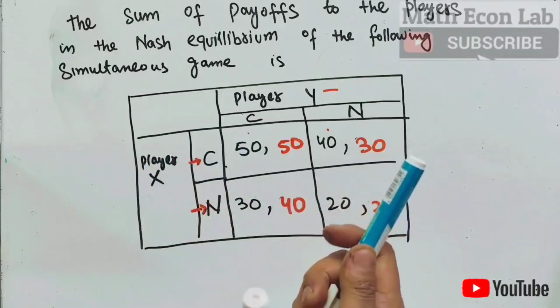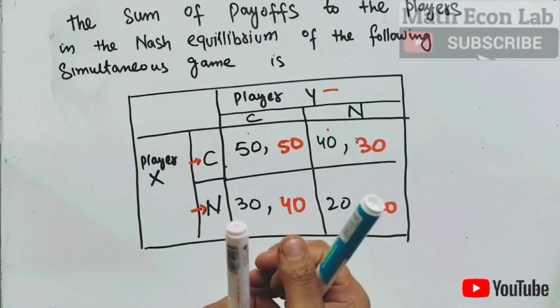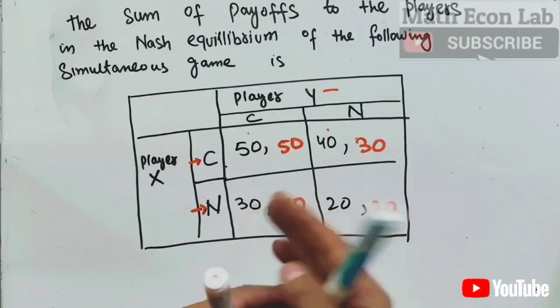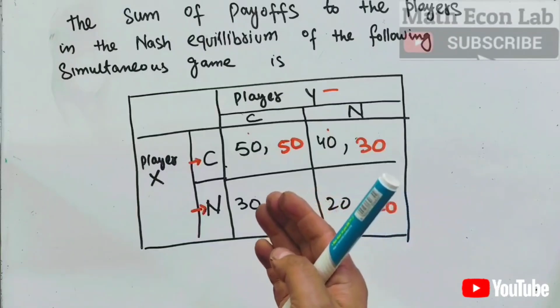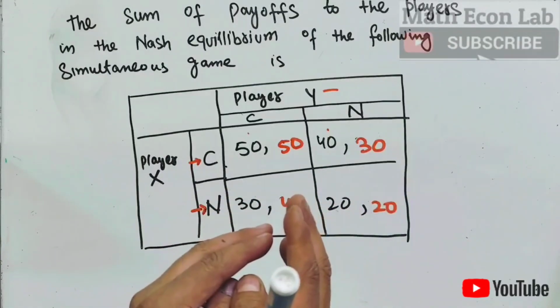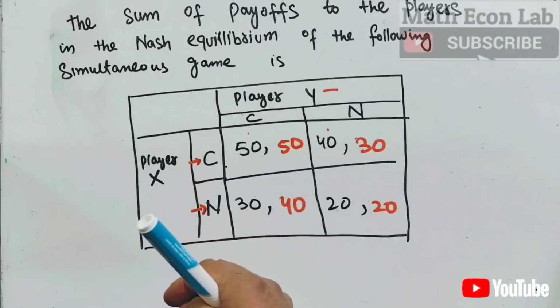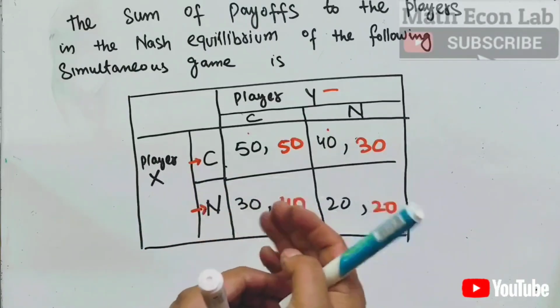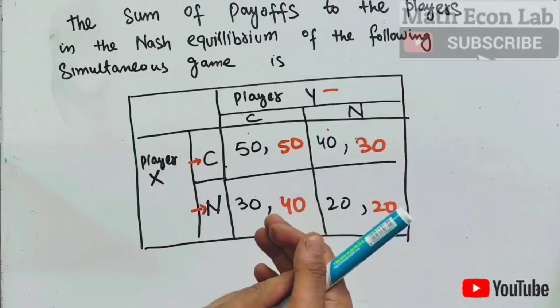By Nash equilibrium, what we mean, Nash equilibrium is a situation in which a player chooses his best strategy given the other person or player has also chosen his or her best strategy.